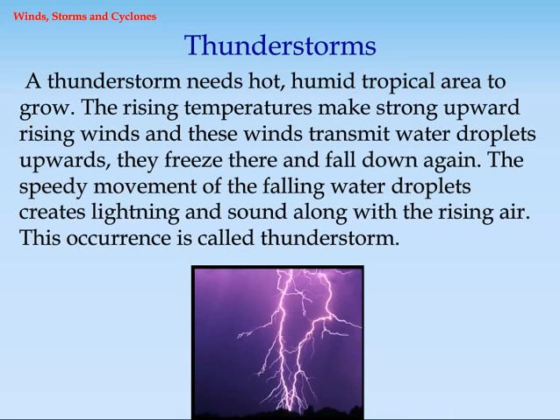Thunderstorms. A thunderstorm needs a hot, humid tropical area to grow. The rising temperatures make strong upward rising winds and these winds transmit water droplets upwards. They freeze there and fall down again. The speedy movement of the falling water droplets creates lightning and sound along with the rising air. This occurrence is called a thunderstorm.